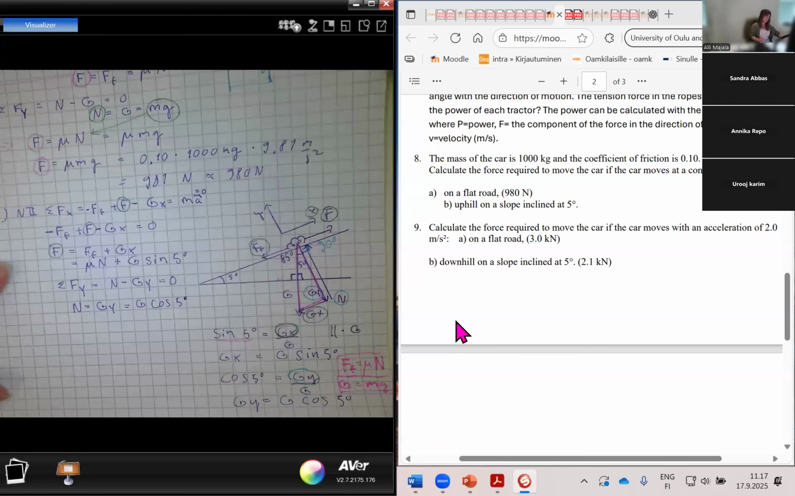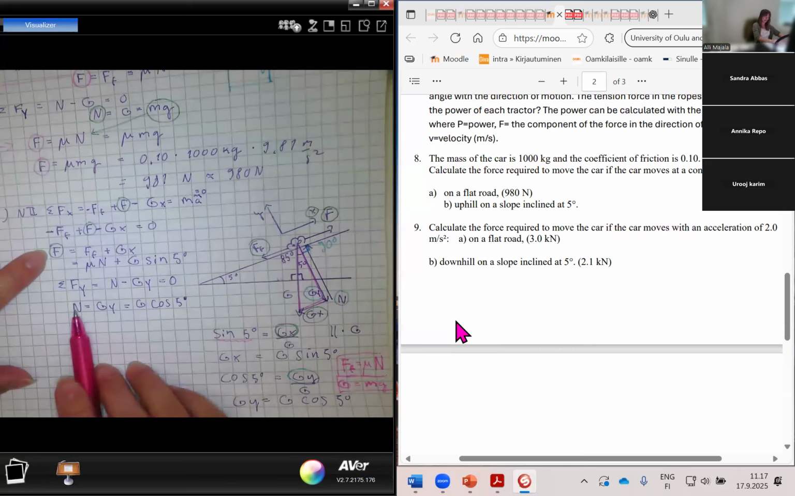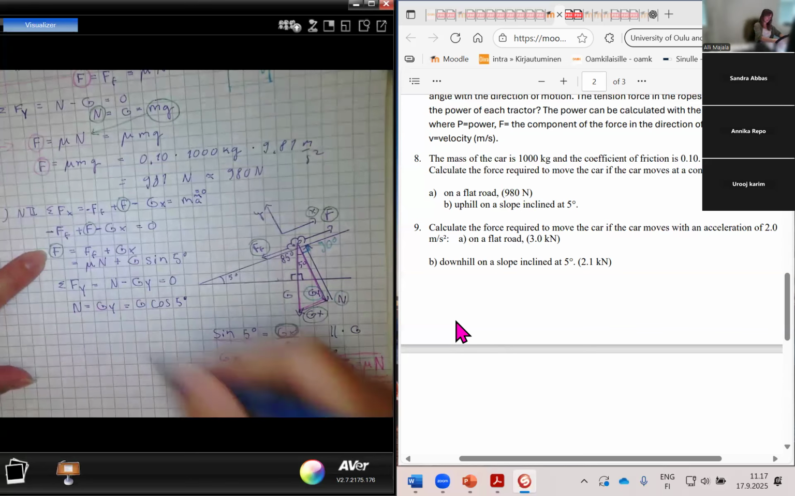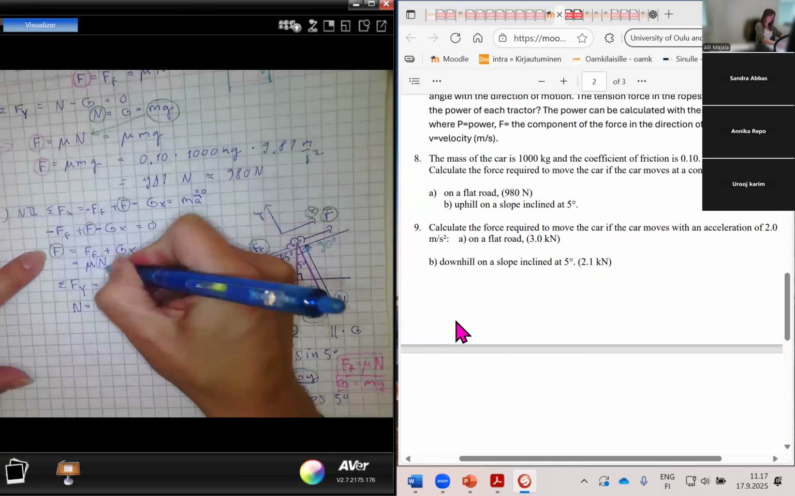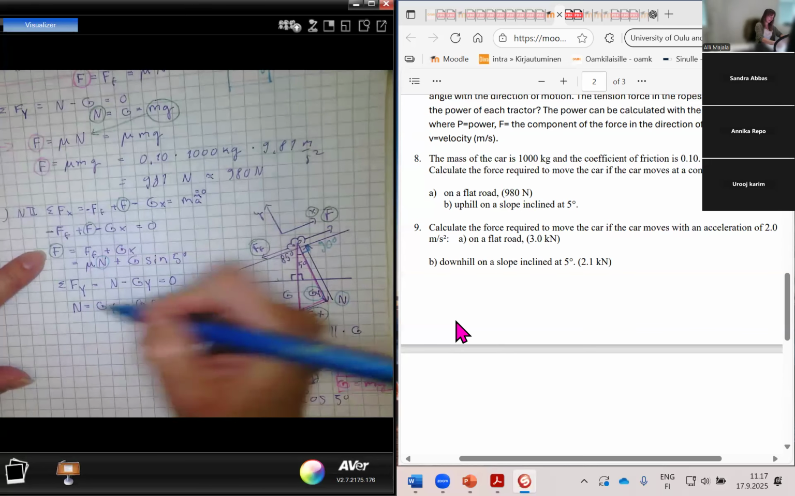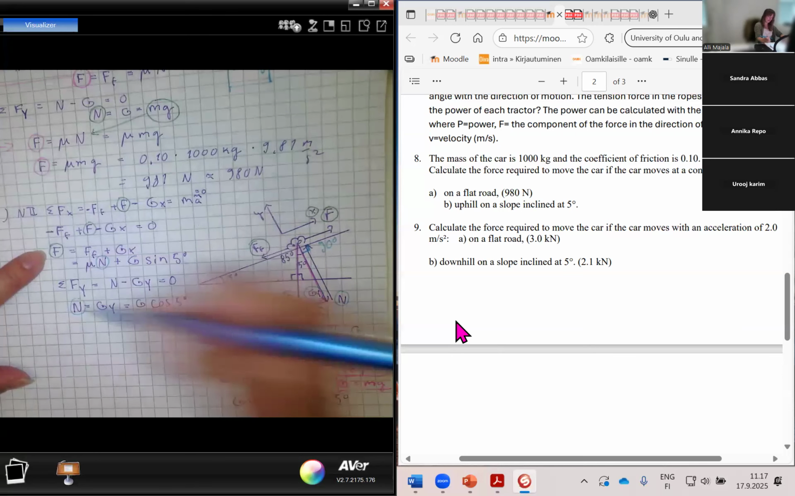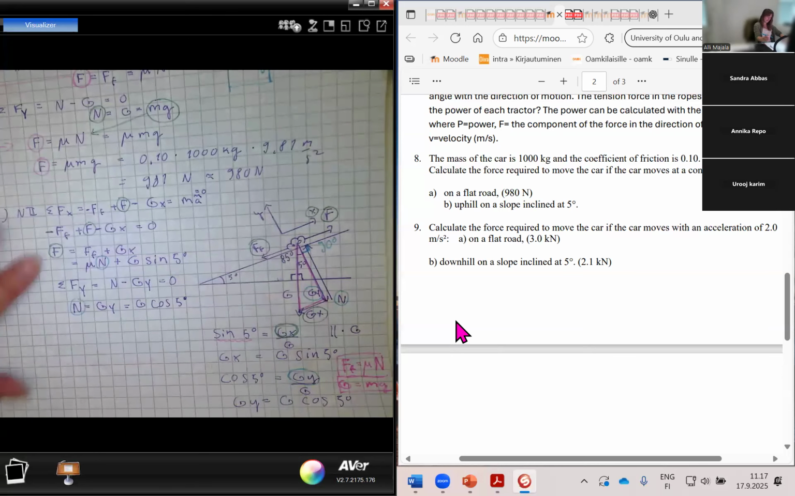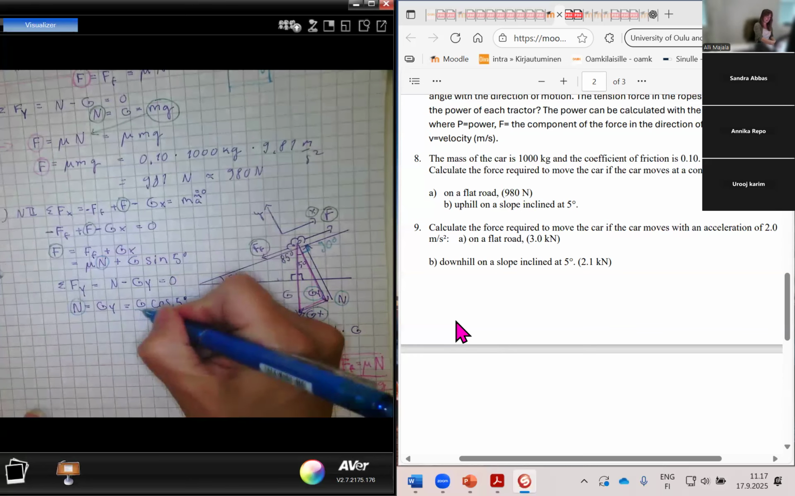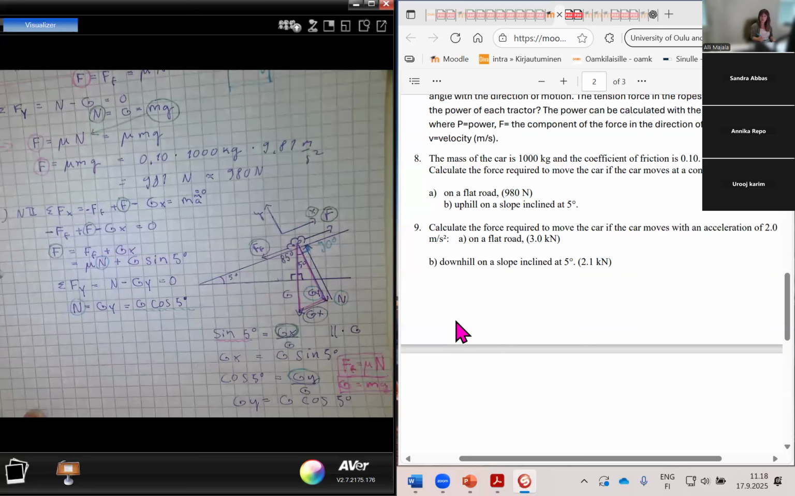So the F, I know the F. And I know the N as well. My friend N, I have solved. The N, the supporting force. I know it here. It's this. So now I can put everything into this equation. I'll take it down here.